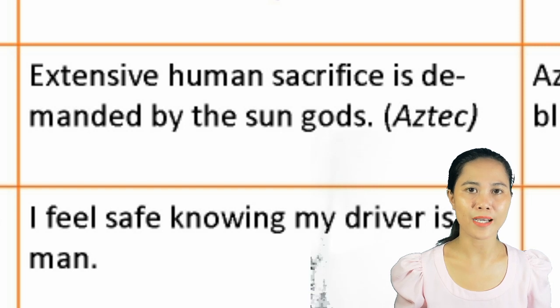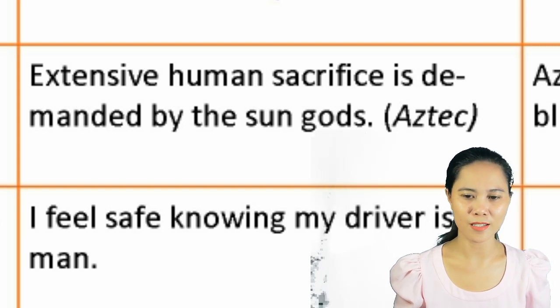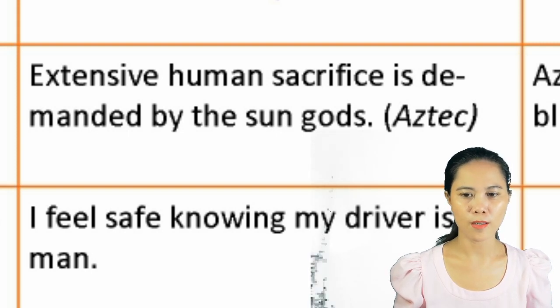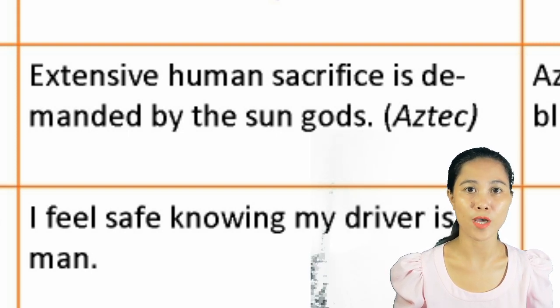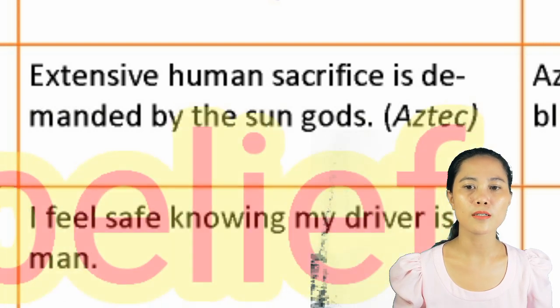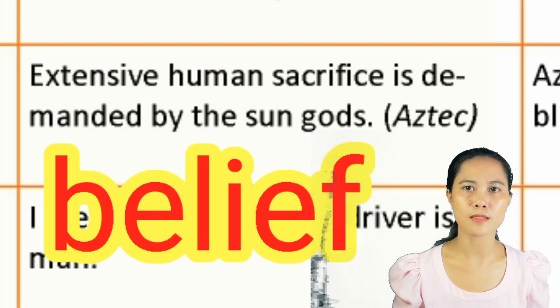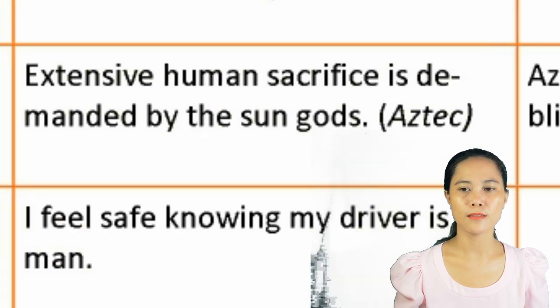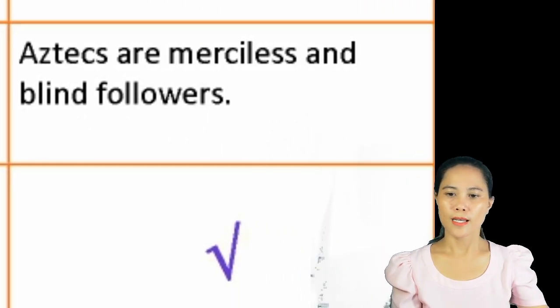If human sacrifice is demanded by the sun gods, that is according to the Aztec. So I have to put there Aztec because I would want to imply that that is a belief. That's how the Aztecs believe human sacrifice is essential to their gods. So of course, obviously, that would fall on belief because it is how the Aztecs live. That's their culture, that is their religion. Okay? Next is the prejudice.